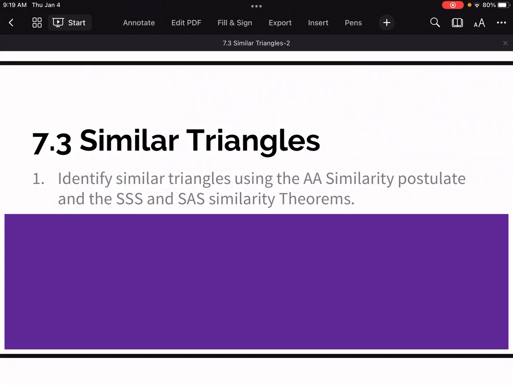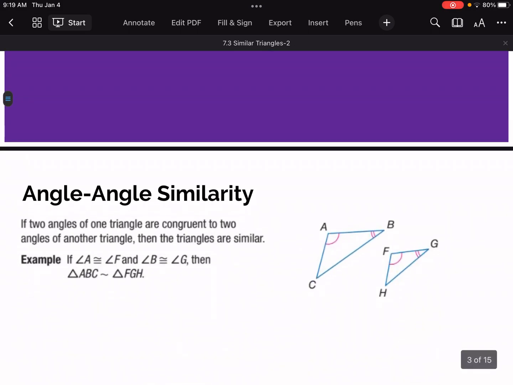All right, geometry, here we are, 7.3, similar triangles. Now this may look like a familiar lesson to you, and it is. We've done this before. We're just going to be using it for a slightly different purpose today. So kind of doing a refresher today. We're going to be identifying triangles using the AA similarity postulate and SSS and the SAS similarity theorem. So here we go. Let's get right into it.